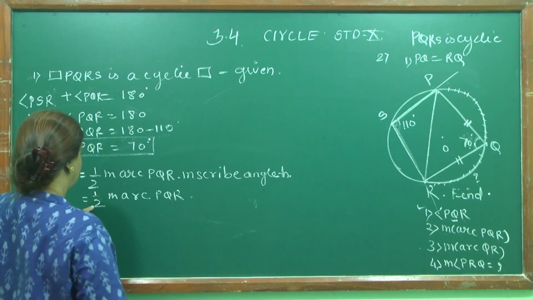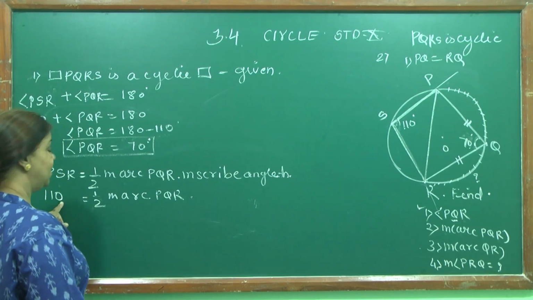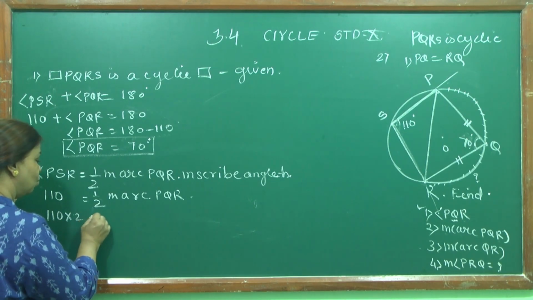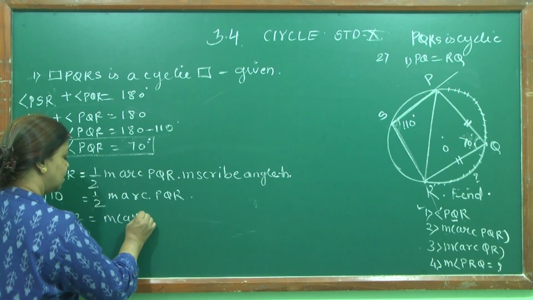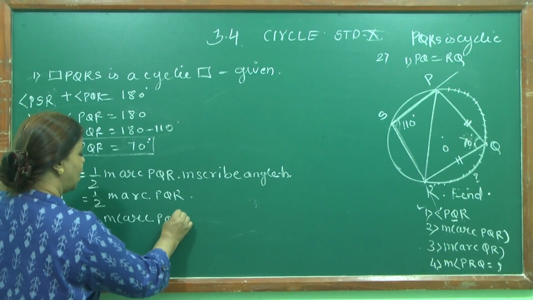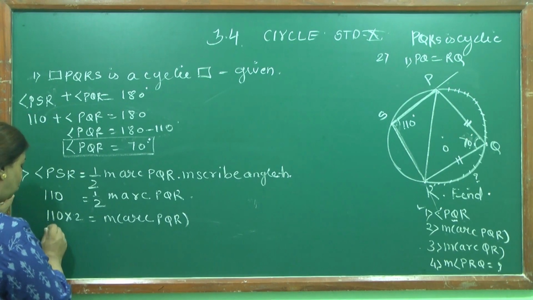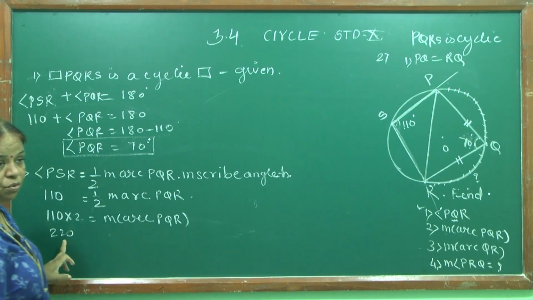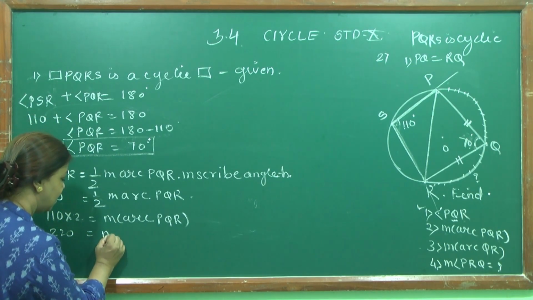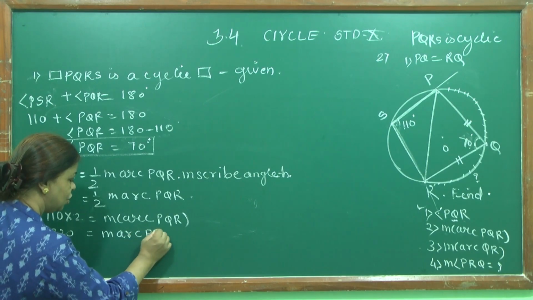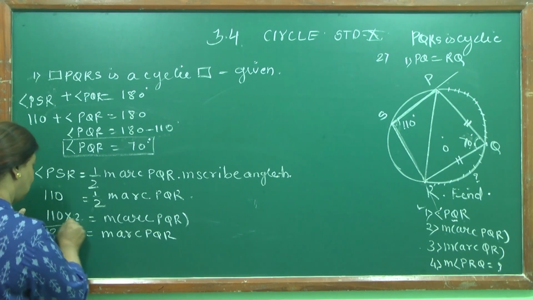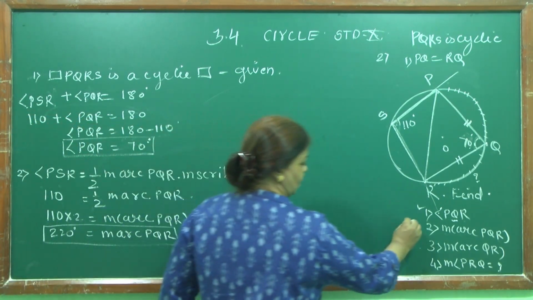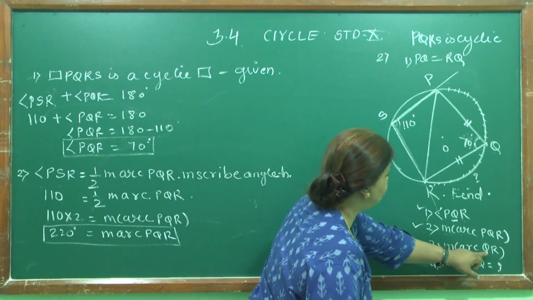PQR. 2 will go and multiply with 110. It will be 110 into 2 measure arc PQR. So 220. That would be 220 measure arc PQR. We got measure arc PQR as 220 degree. Now we need to find out measure arc QR.